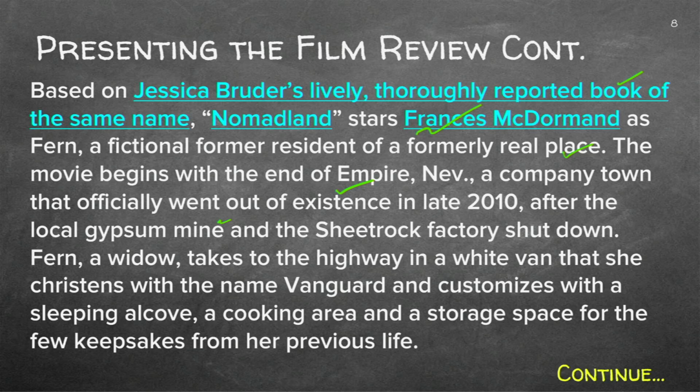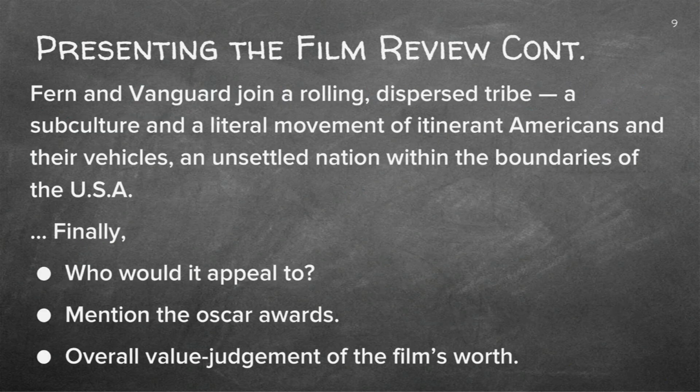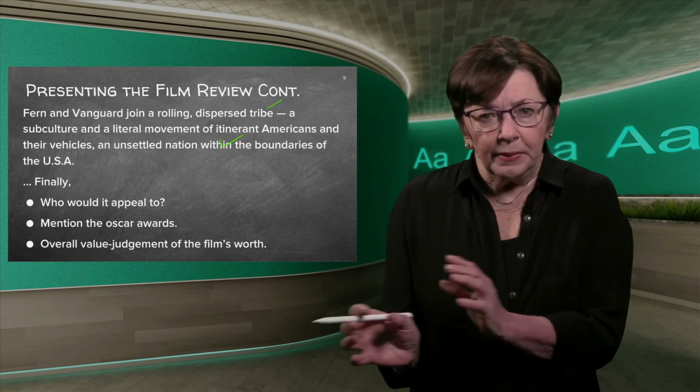And then characters. Fern, a widow, she's one of the main characters, takes to the highway in a white van that she christens with the name Vanguard. And customizes this van with a sleeping alcove, a cooking area, and a storage space. Goes on with that. Then it goes on to where she joins a certain tribe. Can you see? Still giving a little bit more of the plot, a subculture and a literal movement of the itinerant Americans and their vehicles, an unsettled nation, blah, blah. So once again, a bit of the theme.